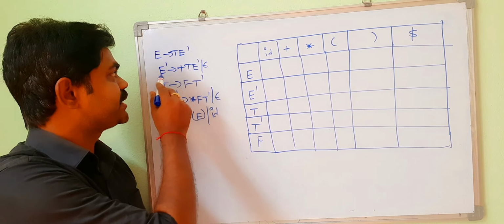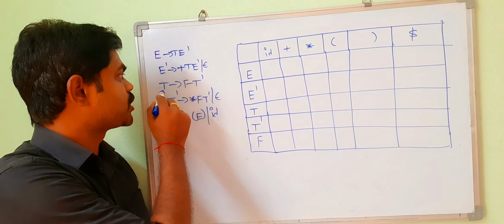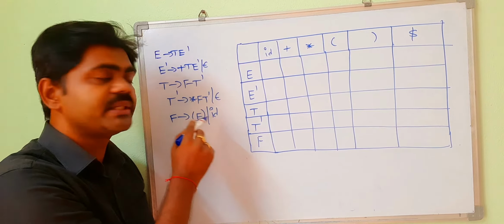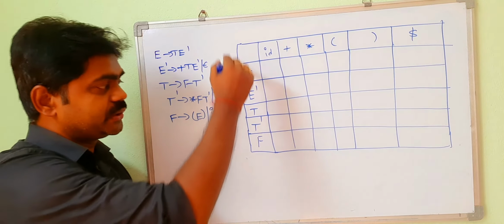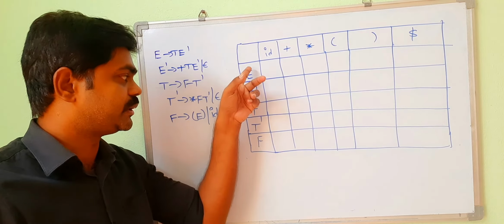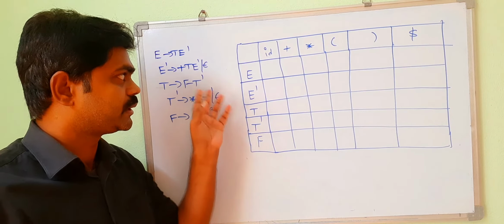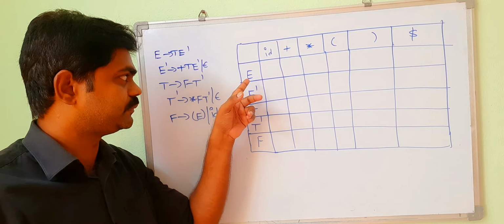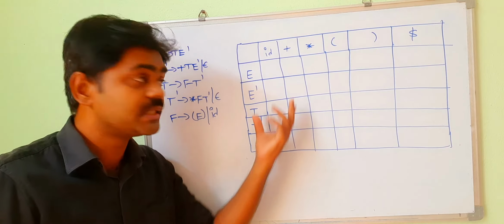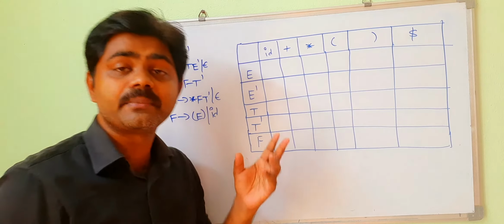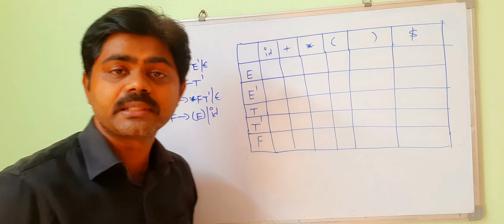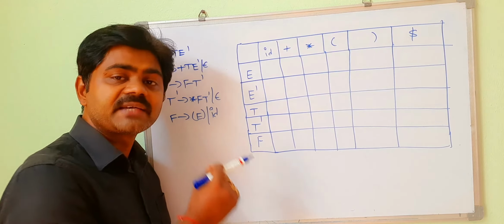E tends to TE', E' tends to plus TE' or epsilon, T tends to FT', T' tends to star FT' or epsilon, F tends to (E) or id. Okay, so in this way we will construct a table here. This is the predictive parsing table. On the row side we have E, E', T, T', F, that is your non-terminals. On the column side we have our terminal symbols, that is id, plus, star, and finally the dollar symbol. Okay, so we'll start with each one.